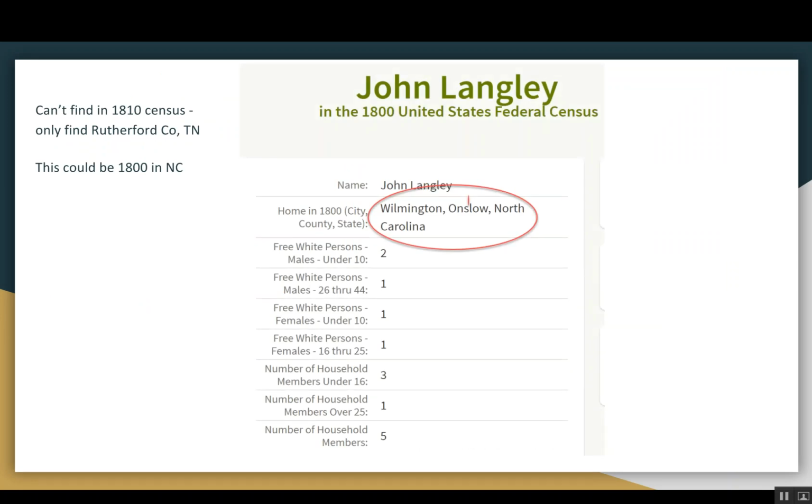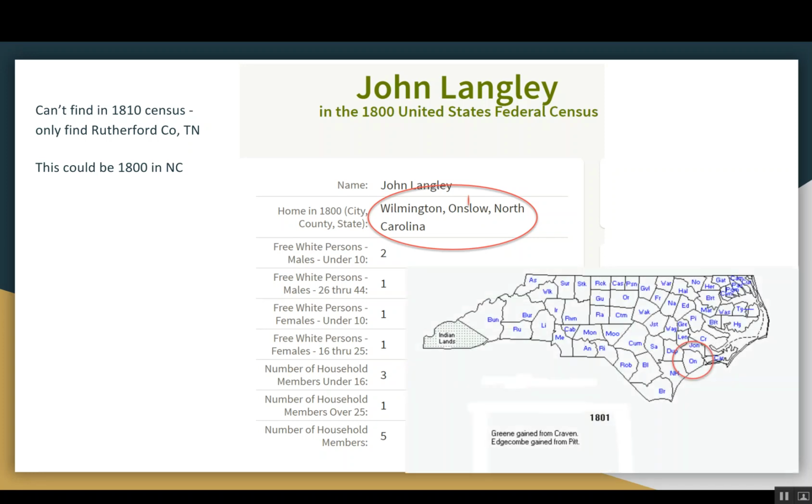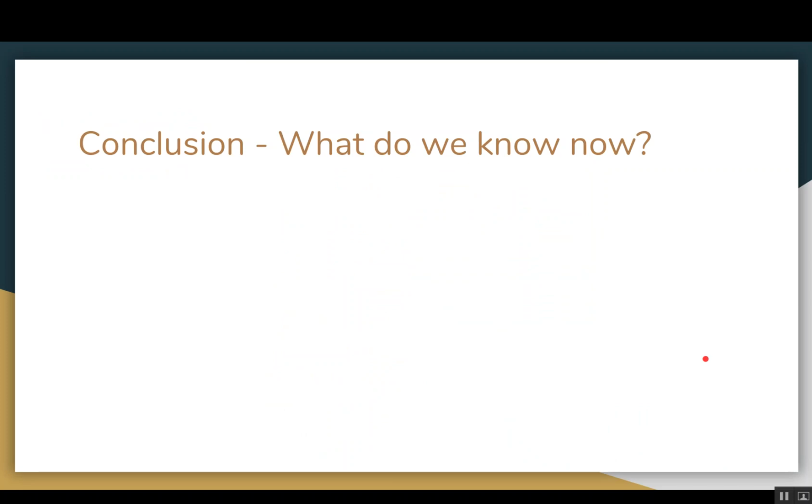So if we go to 1800, we search for this John Langley. This is the one that came up, but I don't really have any idea on this. But just as a possibility to keep track, since from the 1880 census, if you remember from the first census, his parents were supposed to have been born in North Carolina. And so if we look and see where this Onslow County, North Carolina is, it's down here on the coast. So just something to keep track of, but probably nothing that we can really do a lot with yet.